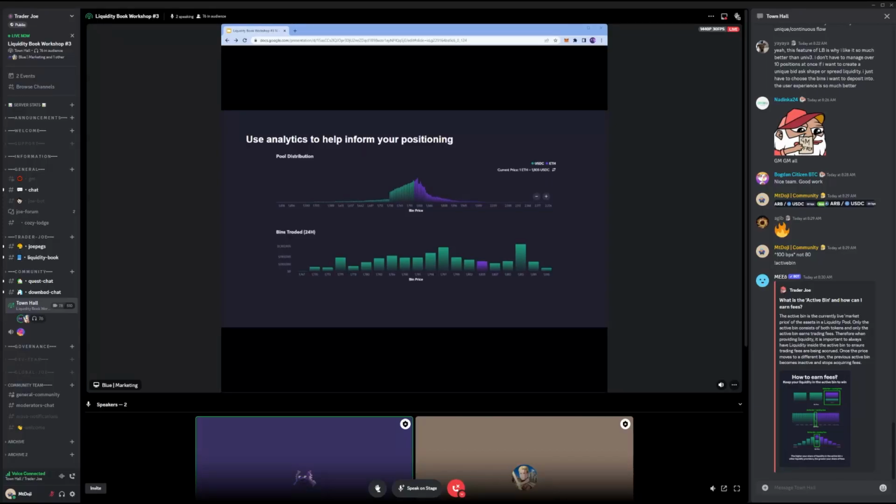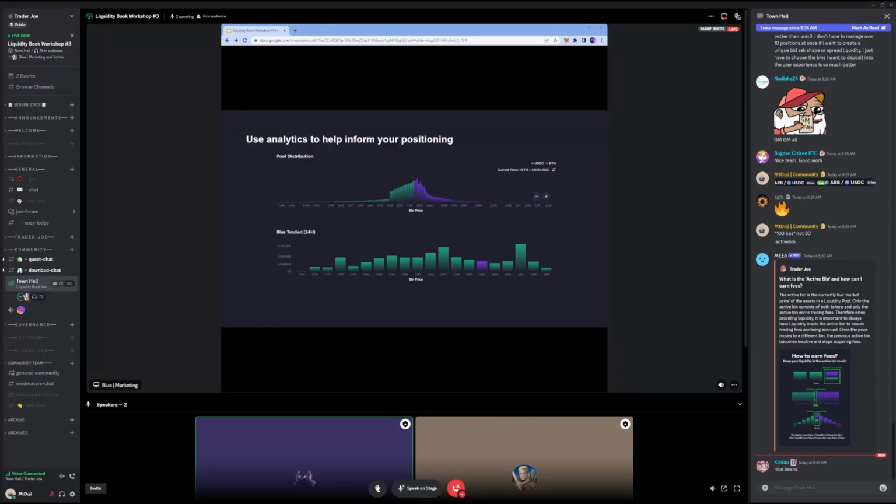So, how you earn fees, to wrap this up: keep your liquidity in the active bin, and the amount of fees you earn will represent your share of the liquidity in that active bin at the time of fees being taken.